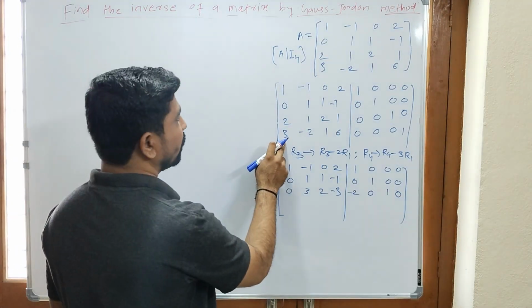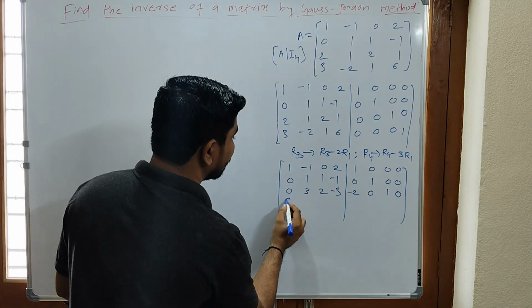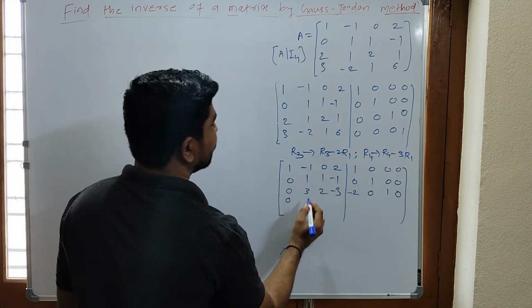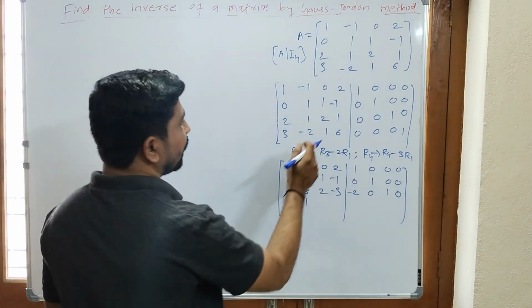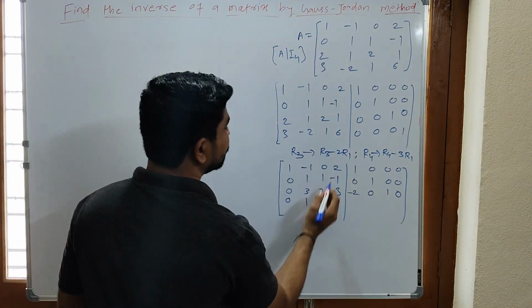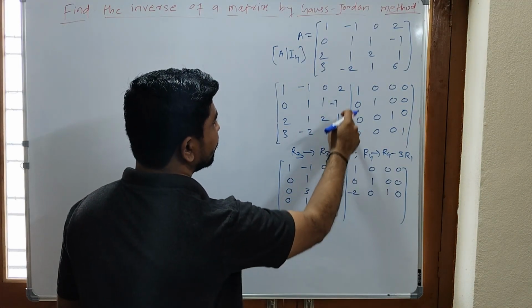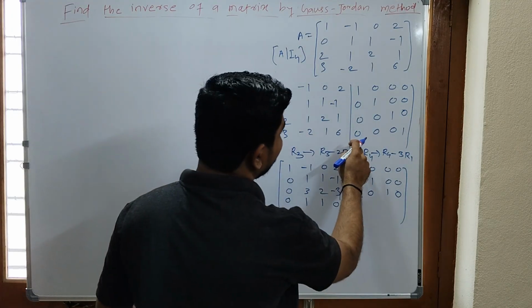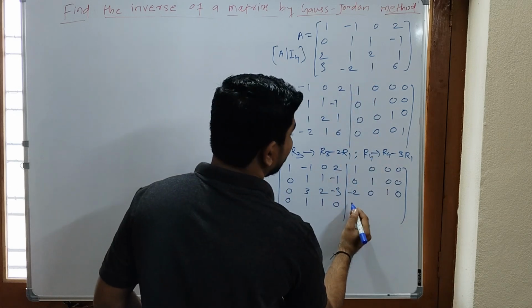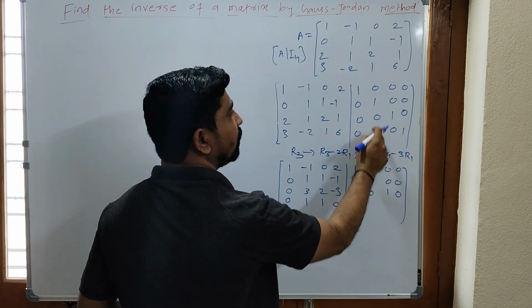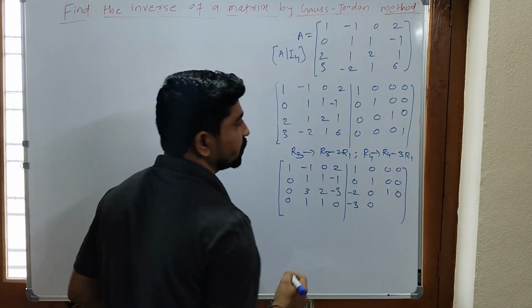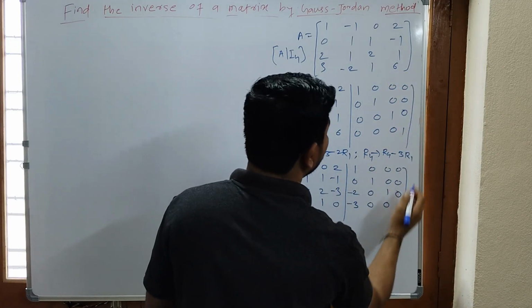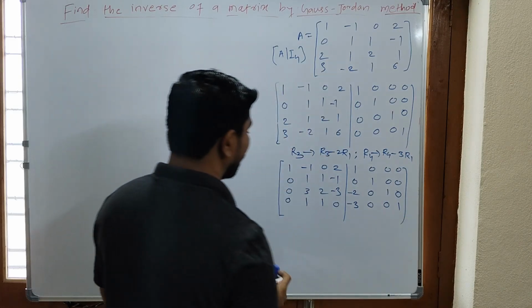Now come to the row R4. 3 minus 3 times 1, here 0. Minus 2 minus minus 3 that is simply 1, and 1 minus 3 times 0, simply 1. 6 minus 6 that is simply 0. Now 0 minus 3 times 1, here minus 3. 0 minus 3 times 0, simply 0. 0 minus 3 times 0, 0, and 1 minus 3 times 0, that is simply 1.